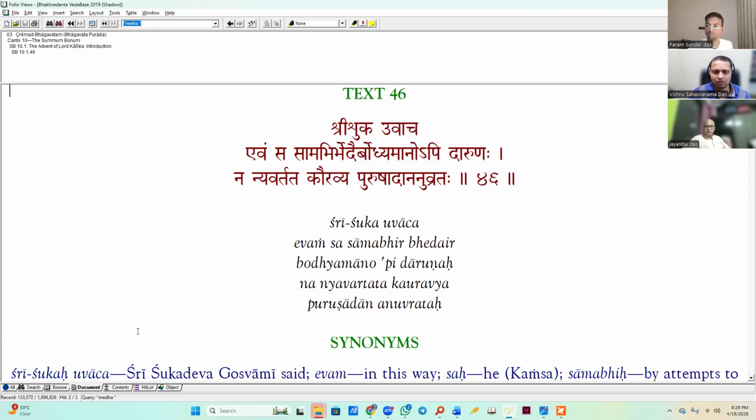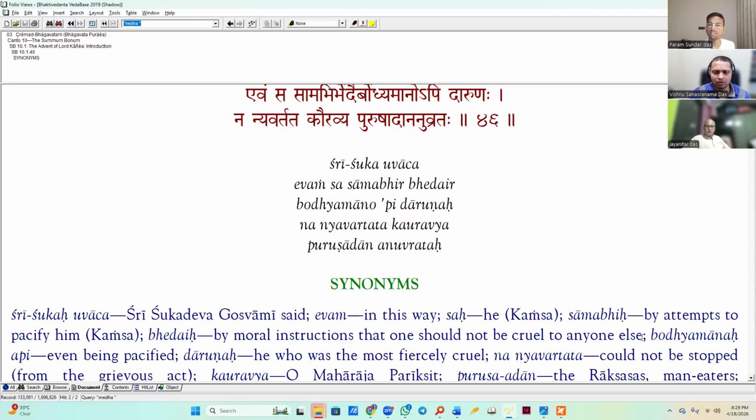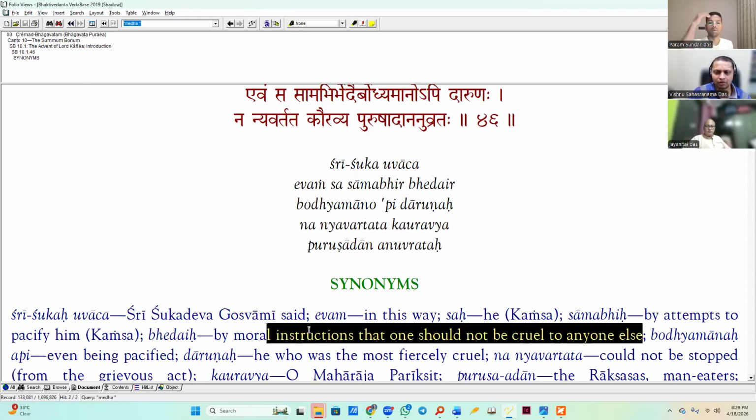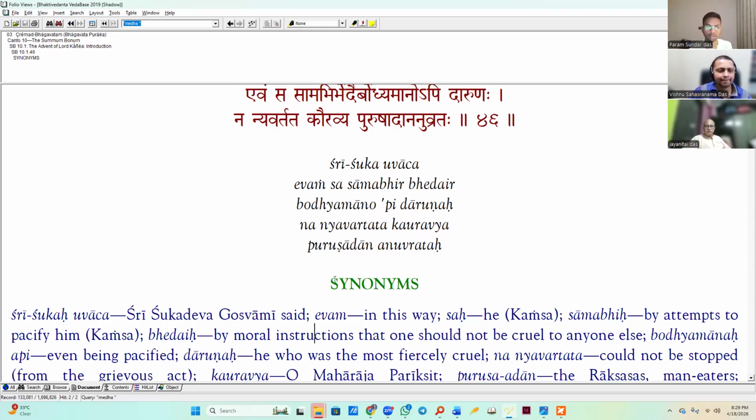Sama means the words of pacification, glorification, and Bheda means moral instructions, that if you do wrong, then you'll face the wrong in future. So you should not envy, otherwise people will envy, vice versa, a tit for tat kind of mentality.